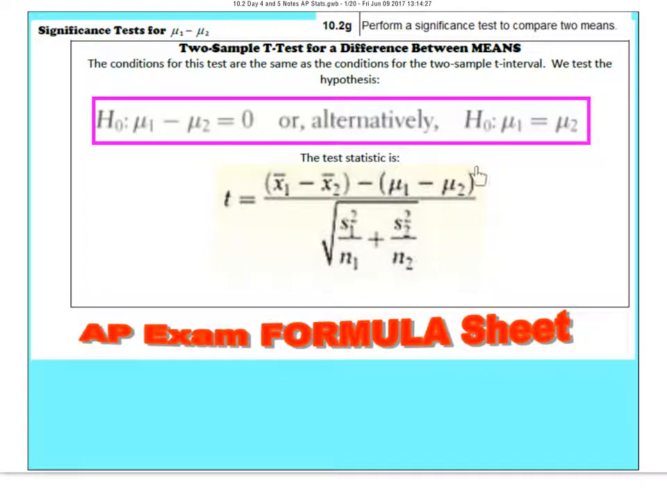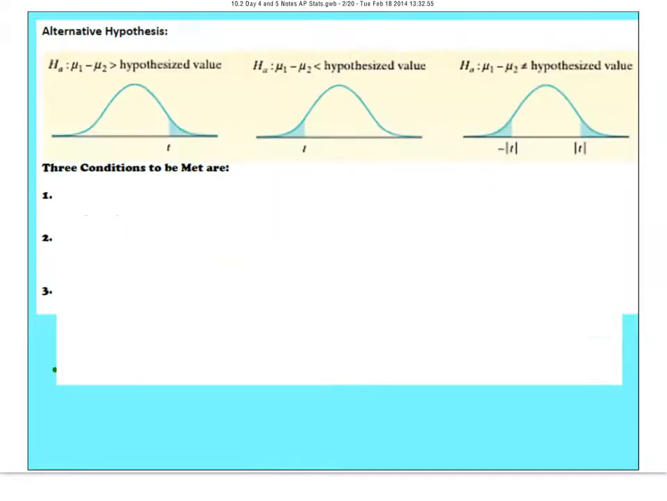The test statistic here is very similar to that used in the confidence interval. Remember, unlike the proportions, where it's different for the test, for the means it's the same, where we're seeing the difference in the two statistics, our hypothesized difference, and then our standard deviation of the combined two variables. So once you've determined which alternative hypothesis you want, you do have to check your conditions.